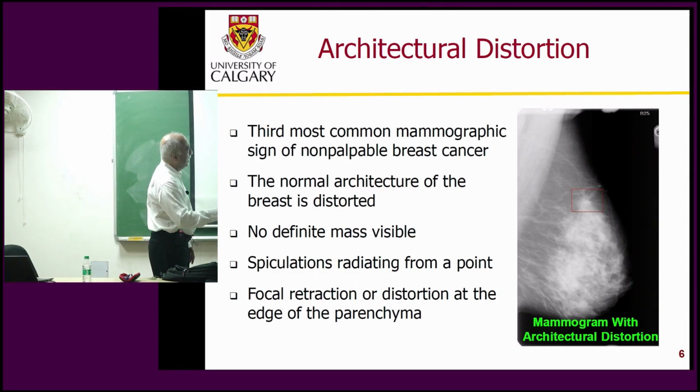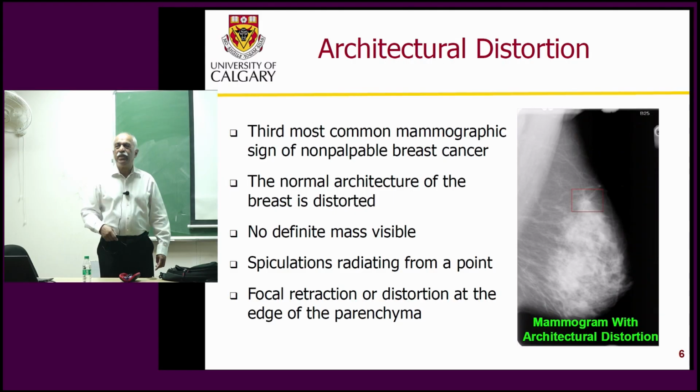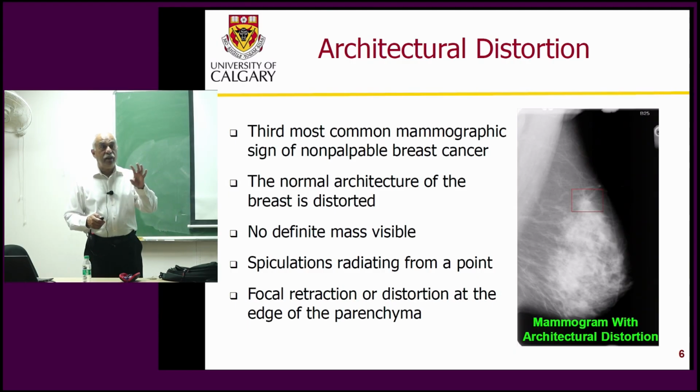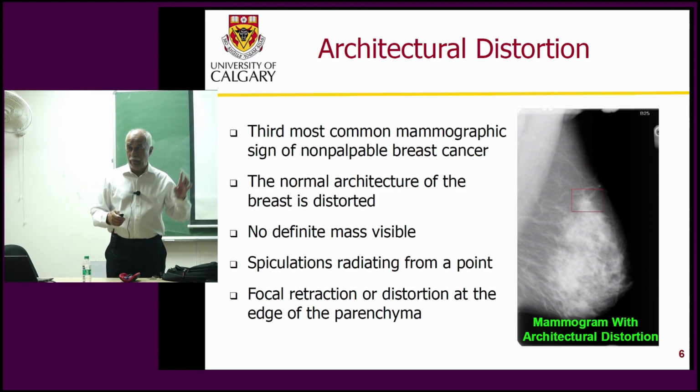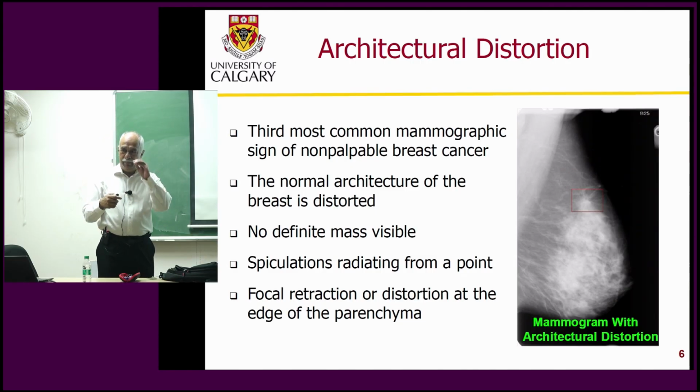You see these lines going in other directions. There could also be focal retraction or distortion, and there could be some concavities at the breast border. But this spiculated pattern is considered to be the most important sign. But spicules could exist around malignant tumors too. We saw that. So around the edges of breast tumors, there could be spiculations. But here, there is no mass or tumor in the middle. It is radiating from a point.